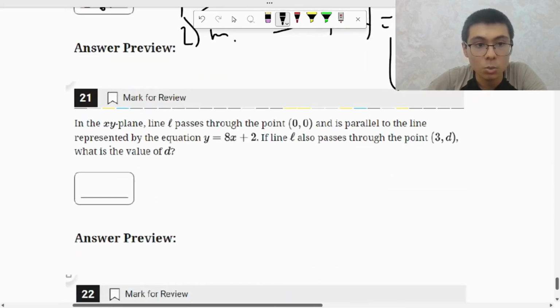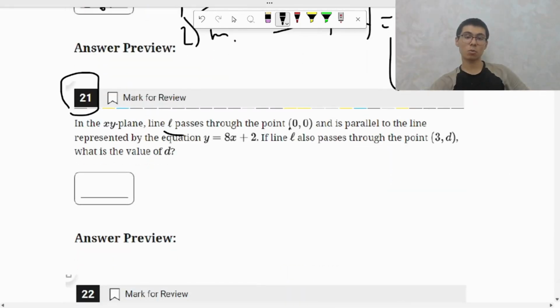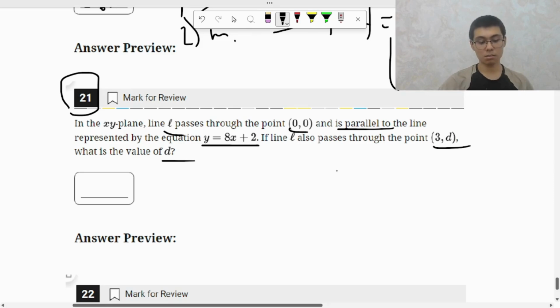Okay. Question number 21. In the xy plane, line L passes through the point (0, 0), and it is parallel to the line represented by the equation y equals 8x plus 2. If line L also passes through the point (3, d), what's the value of d? So if two lines are parallel to each other, that means their slope is the same. The y-intercept is different.